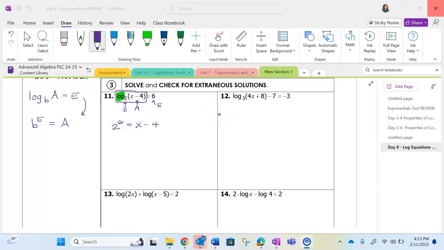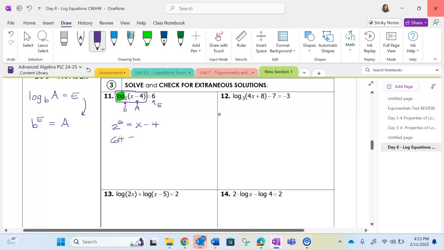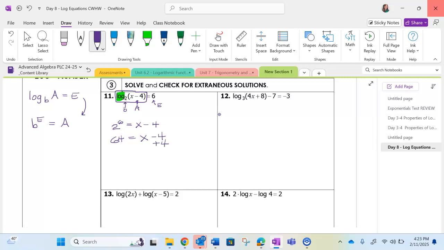All right, now we're going to solve for x. So 2 to the 6th power is 64 equals x minus 4. Add 4 to both sides, and I get x equals 68. Now we're going to check again and make sure that this argument has to be positive, okay? Which it is, so check. Okay?